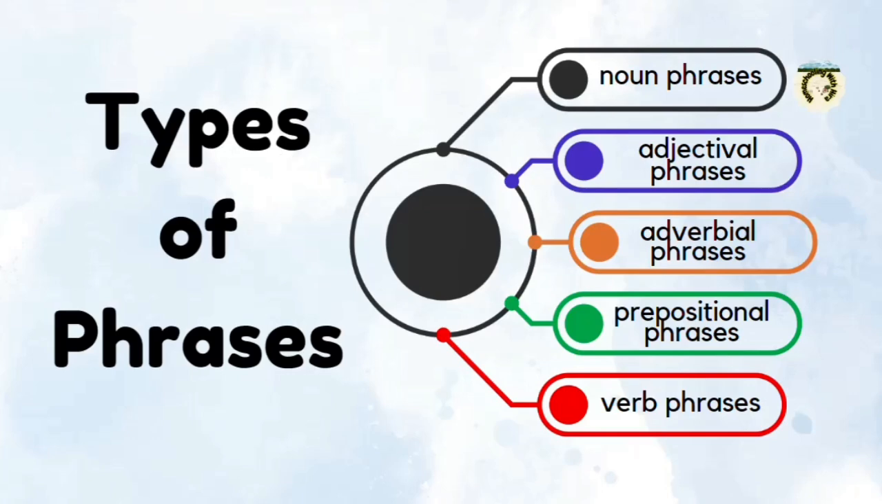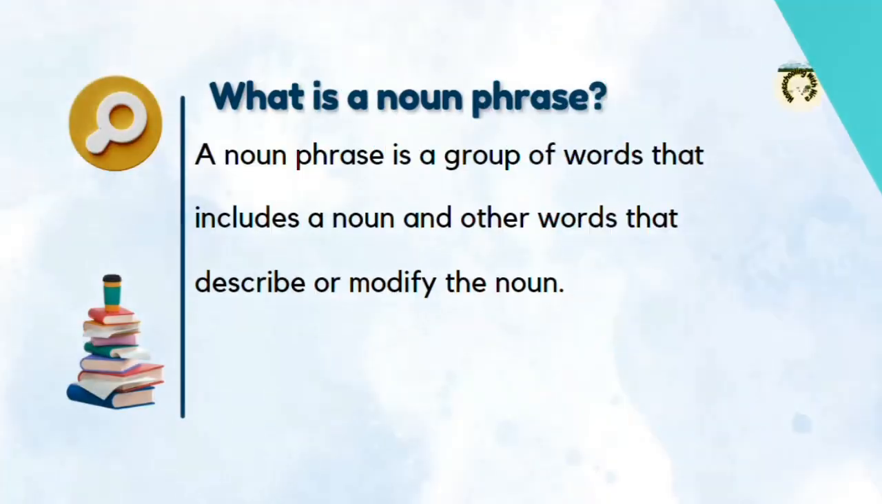Now let's check out the types of phrases. What are the different types of phrases? So we have noun phrases, adjectival phrases, adverbial phrases, prepositional phrases, and verb phrases. Don't panic. They are all really simple. You just need to give some attention to this and you will learn it so easily, right? So after knowing the types of phrases, one by one, we will explore all of them. First is a noun phrase. What is a noun phrase?